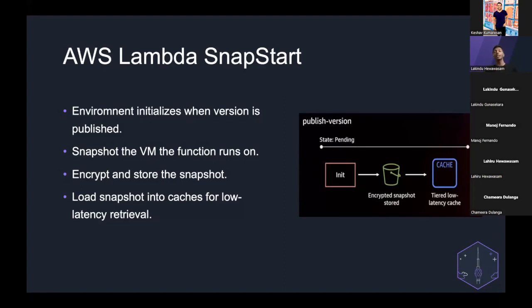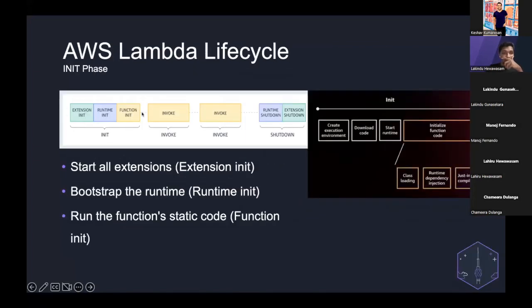So when it initializes the environment, it'll download the VM and the code and it'll perform the function initialization. And what happens after that is, it takes a snapshot of the initialized virtual machine that the function will run on, and then it will encrypt and store your snapshot onto an S3 bucket or something. After that, it will load this snapshot onto caches which provide very low latency. So then when you actually invoke a Java function after that, it does not go through this entire life cycle of execution initialization, runtime initialization.